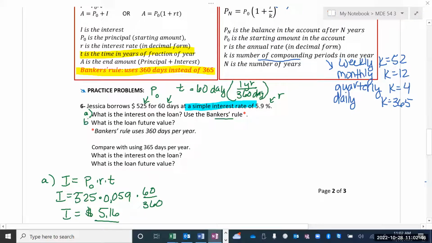Then it says, what's the loan's future value? That means how much it is worth now. That's how much you borrowed plus how much interest you're going to pay. You borrowed 525. You're going to pay 5.16. So in those 60 days, you're going to end up paying $530.16.